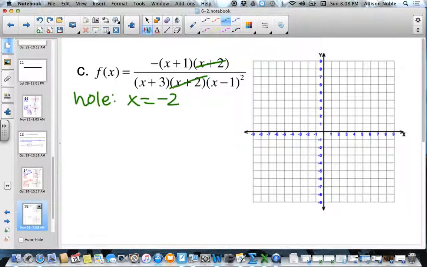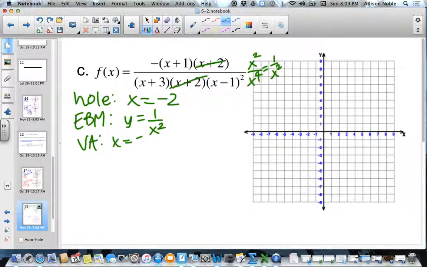The degree of the numerator is 2, and the degree of the denominator is x to the 4th, meaning that would simplify to 1 over x squared. So my end behavior model is going to be y equals 1 over x squared. And I have vertical asymptotes at x equals negative 3 and x equals 1.